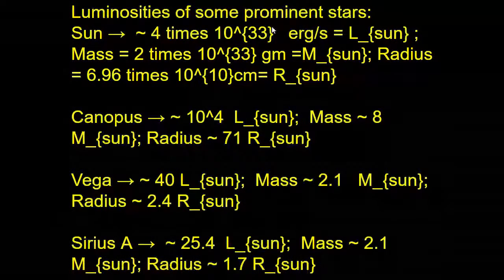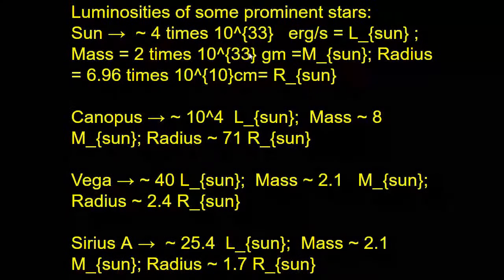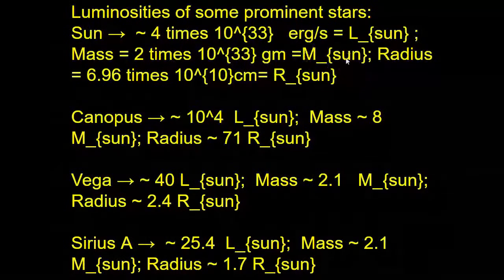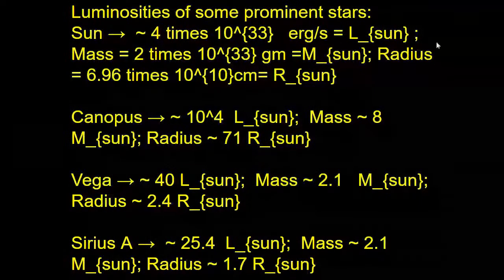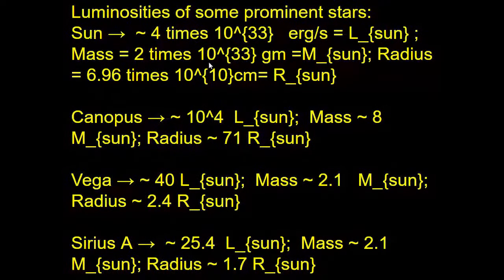And we have already encountered that the mass of sun is 2 times 10 raised to the power 33 grams, which is the solar mass. And the solar radius, that means the radius of the photosphere, is 6.96 times 10 raised to the power 10 centimeter.